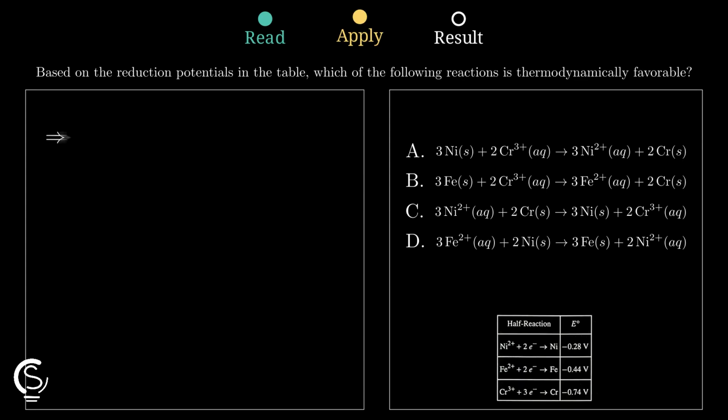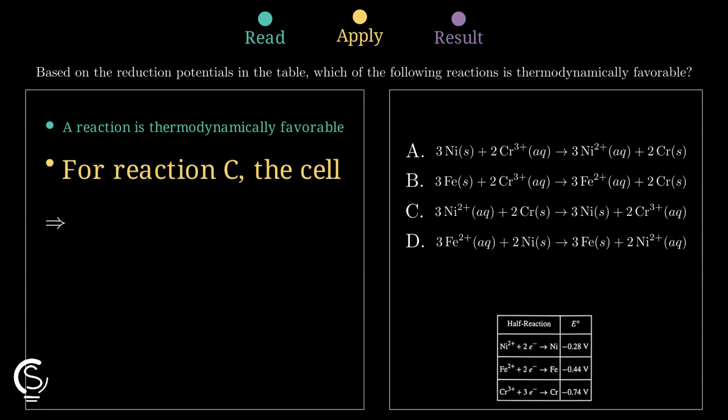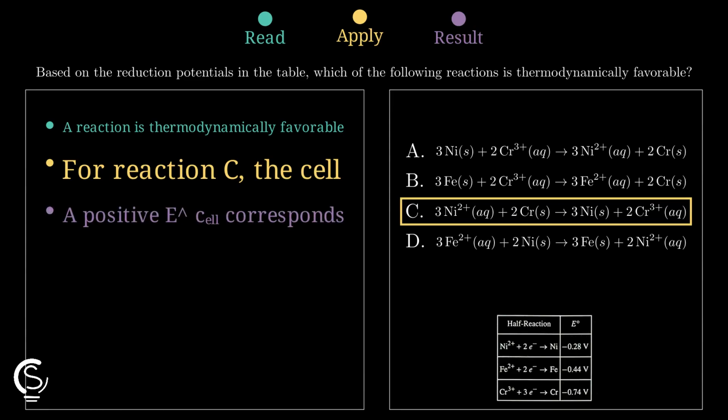For reaction C, nickel ions are reduced to nickel metal, while chromium solid is oxidized to chromium 3+, giving a positive cell potential, which is exactly what we want. A positive E cell corresponds to a spontaneous reaction, so reaction C is the thermodynamically favorable choice, and the coefficients do not change that sign.